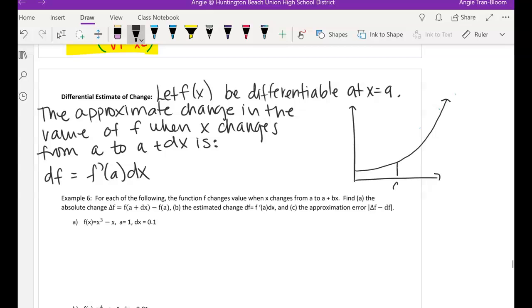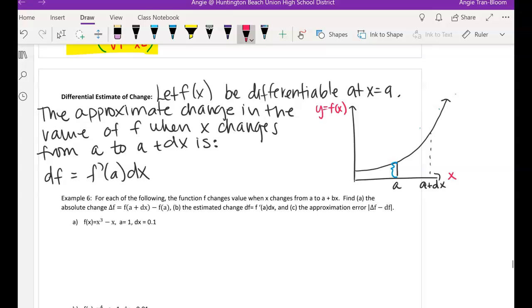So let's pick a right here. Then I want to pick the change in a, so let's pick this spot. So a plus that, dx. So you have two x locations. One is a, and then one is a plus dx. So if I pick a, then this value right here, well, let's label this. This is the x coordinate, and this is the y coordinate, which is also f of x.